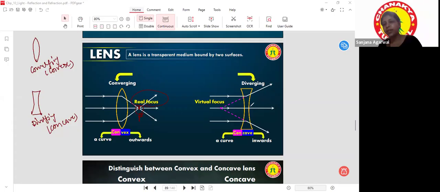Similarly, if we allow parallel rays of light to be incident upon a concave lens, like the convex mirror, they will diverge, and because they are not going to meet on the right hand side, we have to produce them back. So they will appear to be coming from a single point, which is known as the focus. And because the rays are actually not meeting on this other side, they only appear to meet. So that is why this focus is a virtual focus.